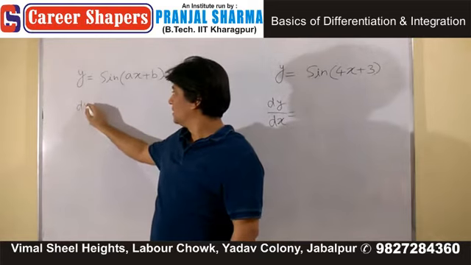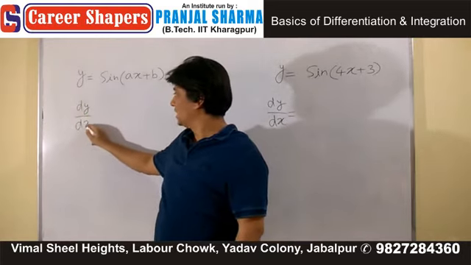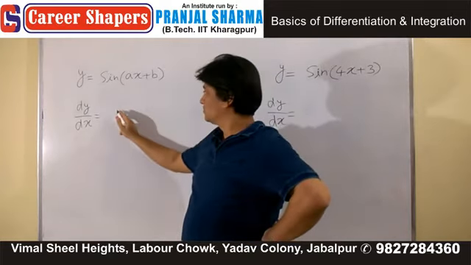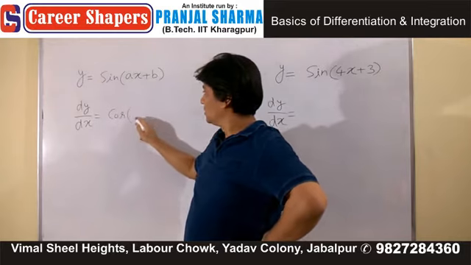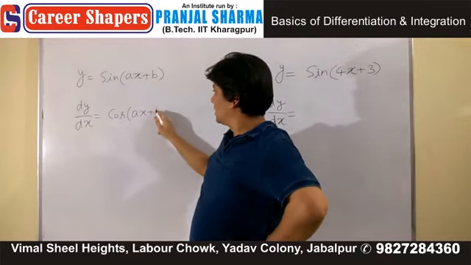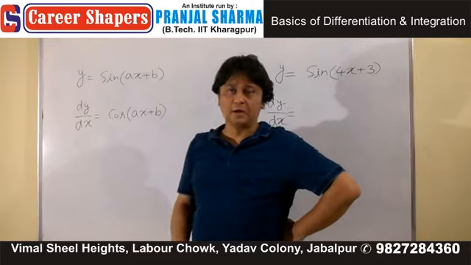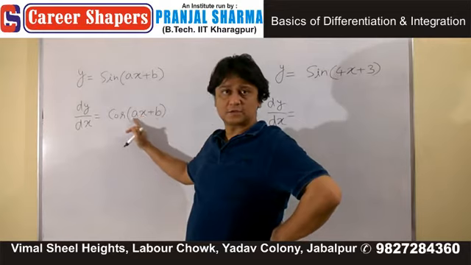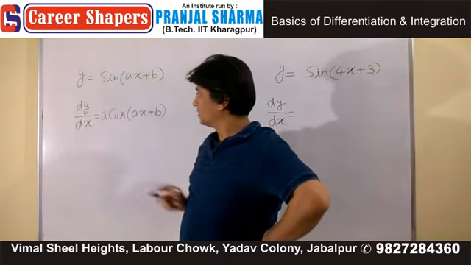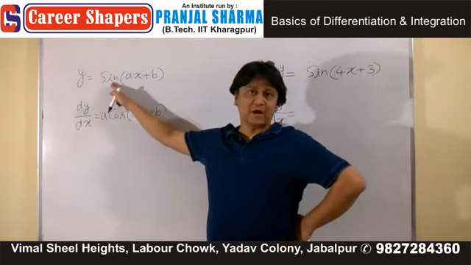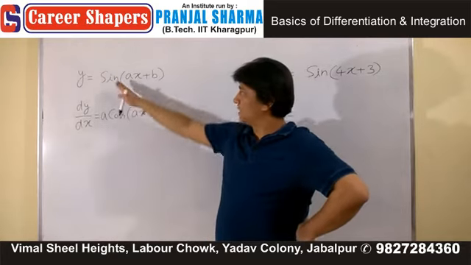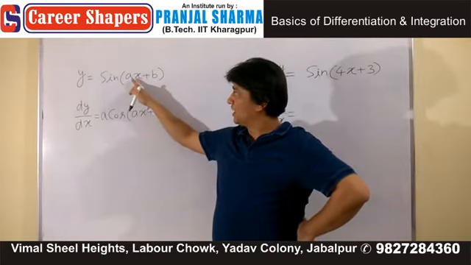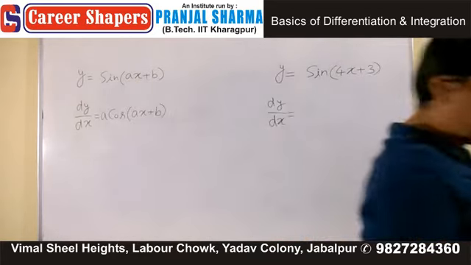then dy upon dx, differentiation of sine is what? Cos. So write down cos. And then multiply the whole thing with coefficient of x, which is a. Differentiation of sine, everybody knows, is what? Cos. Write down everything like this, cos of, and then coefficient of x, which is a, multiply the whole thing with a.